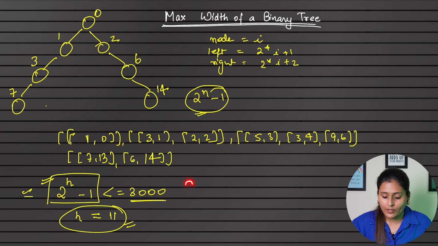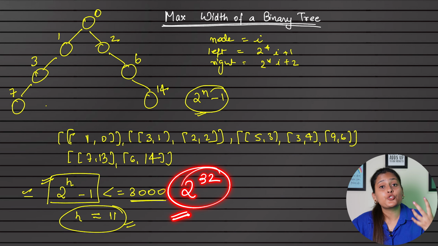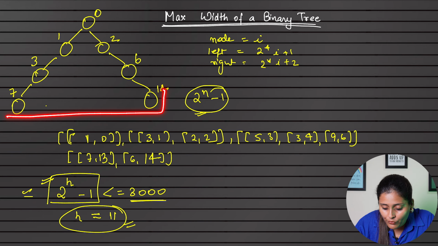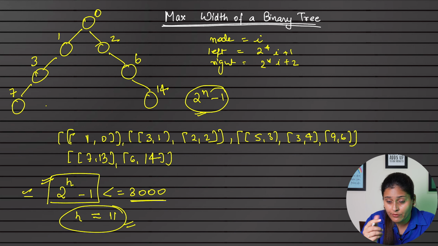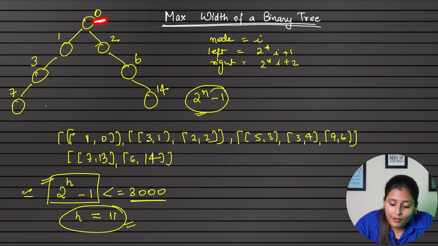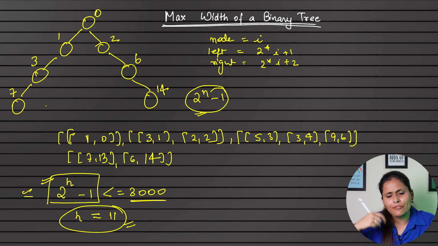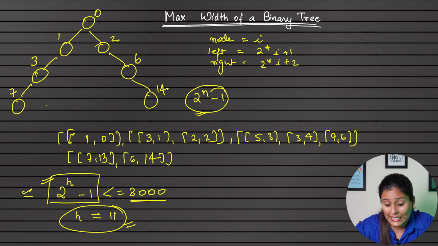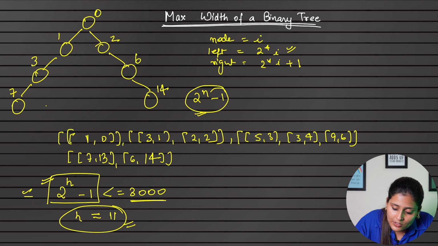But if it goes beyond, means 2 power 32, then storing it in an integer index is not possible, and hence we have to convert into long. And one more key observation is that when we have to find the maximum width, we are doing the rightmost index minus leftmost index plus 1, correct? But when it is about 0, it's about from 1 to 2, it's about from 3 to 6. Is there any other way that instead of starting from 1, we can start from 0? Yes, there is. And what's that? Instead of using a formula like 2i plus 1 and 2i plus 2, let's do 2i, and for this 2i plus 1.